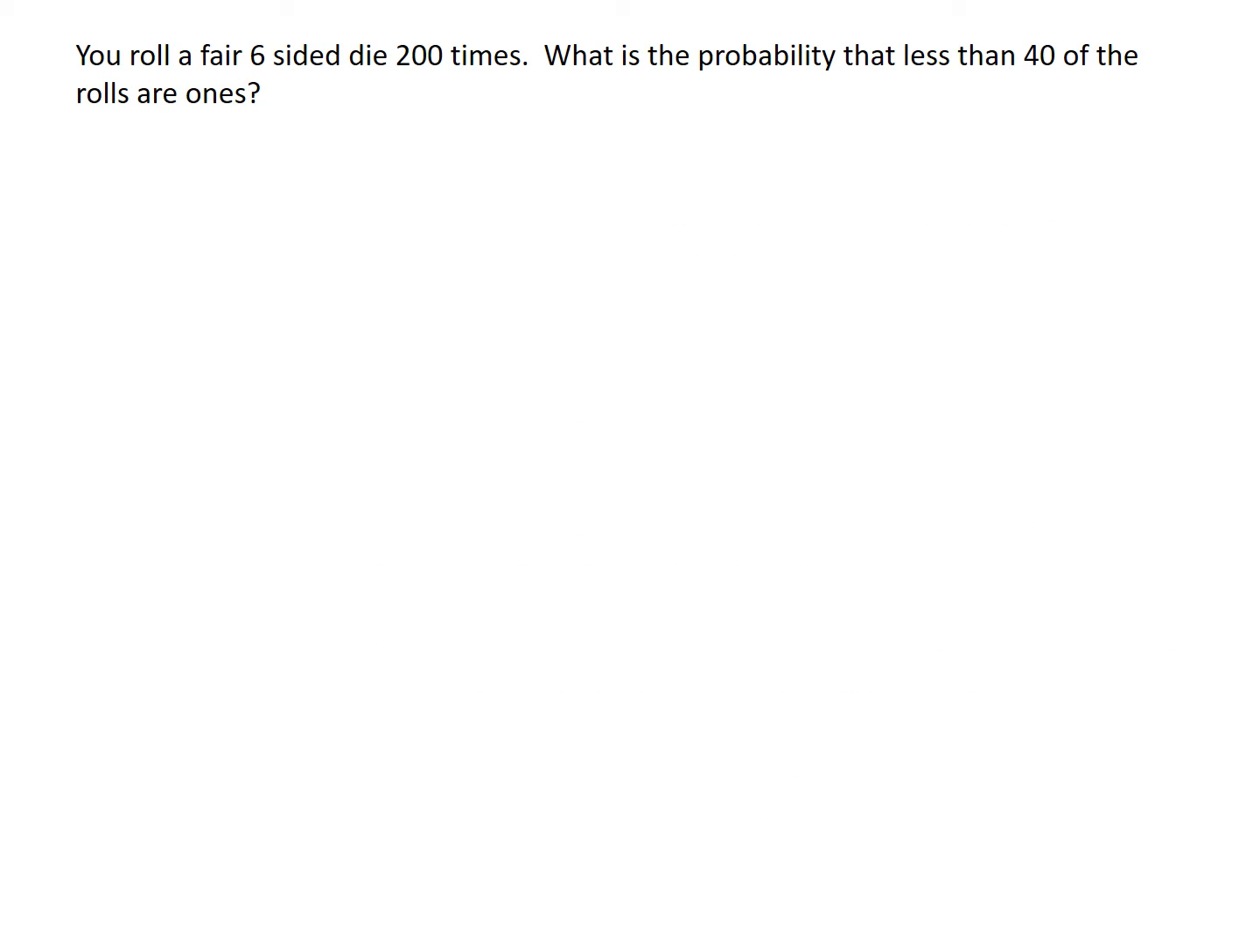Okay, this time we're going to look at a slightly different die example. We're going to roll a fair 6-sided die 200 times. And we want to know what is the probability that less than 40 of the rolls are ones. So that's the probability that less than 40 out of 200. That's a proportion of a sample. So we want to know what is the probability that p hat is less than 40 over 200.